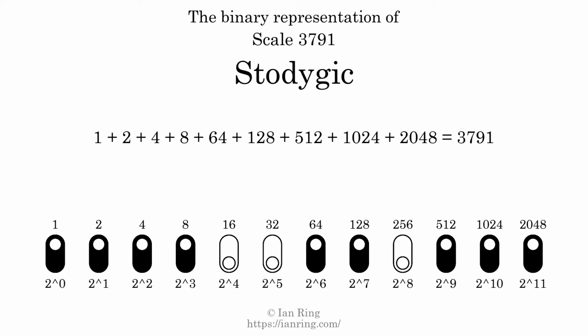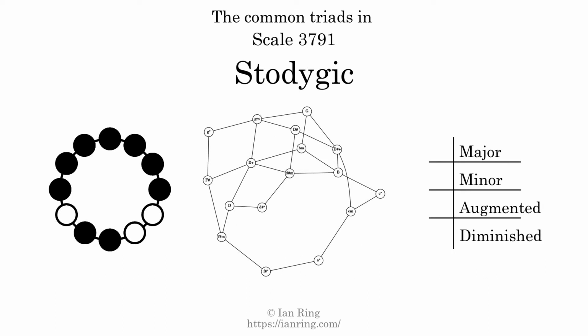3791. The scale number not only enumerates the scale with a unique index, but it also literally describes the tonal content of the scale. Represented as a binary number in base 2, the scale number is 111011001111. Here are the common triads present in this scale.